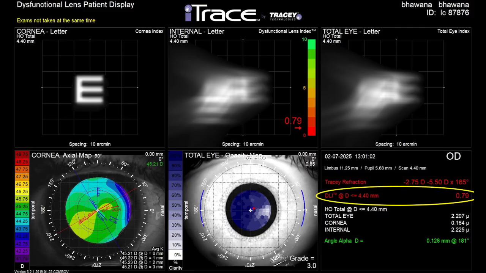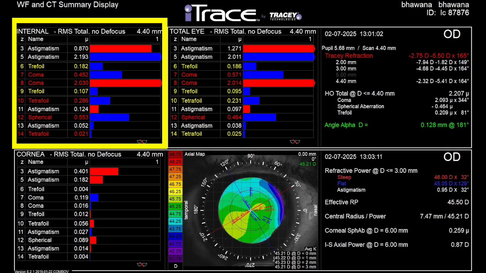Eye trace is a fancy tool which precisely depicts the quality of vision as well as helps an ophthalmologist to analyze corneal and lenticular aberrations separately. The eye trace map of this patient shows objectively the visual symptoms reported by the patient as well as a low DLI, that is dysfunctional lens index, of 0.89, showing significantly abnormal functioning of the lens. The Chang analysis of the eye trace also confirms that the increased aberrations of the total eye is due to high internal aberrations.